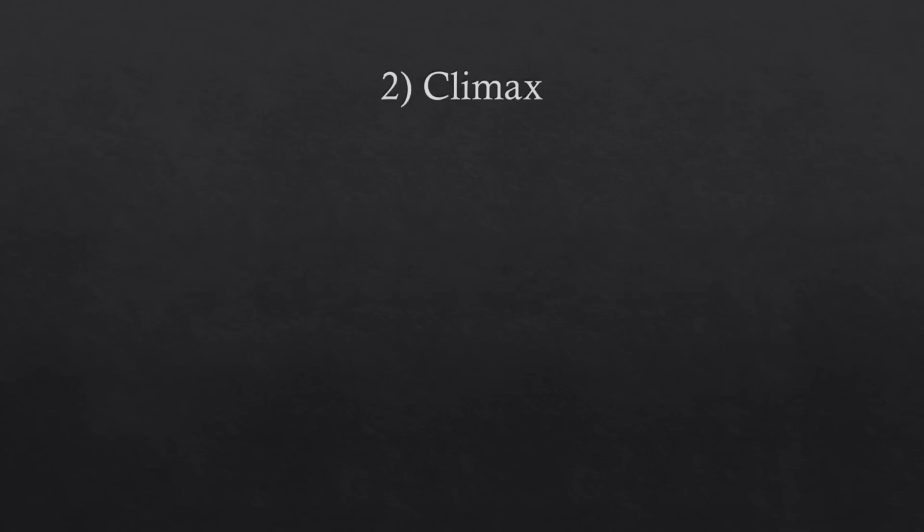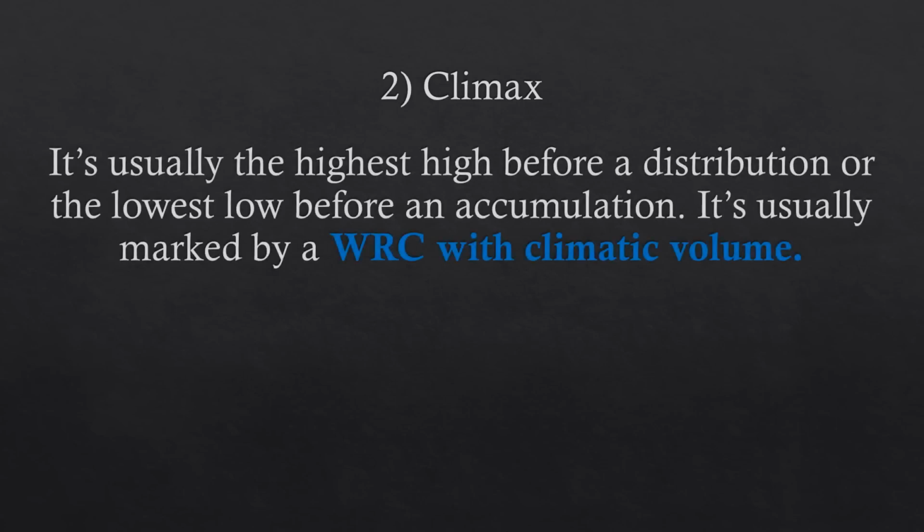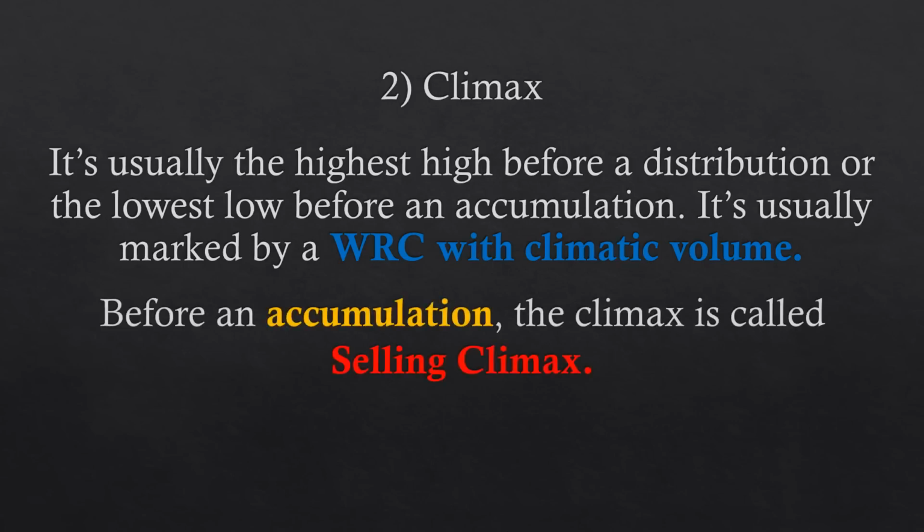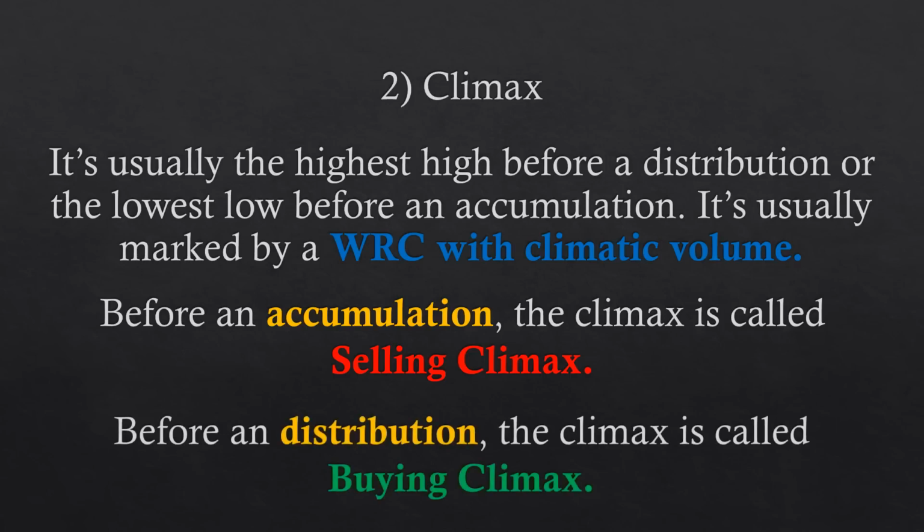The climax is the second event in the Wyckoff method, coming right after the preliminary stop, and it is marked by a wide range candle in the trend direction with climatic volume. It's usually the highest high before a distribution or the lowest low before an accumulation. In the case of an accumulation, the climax is denoted as a selling climax, and in the case of a distribution, it is denoted as a buying climax.